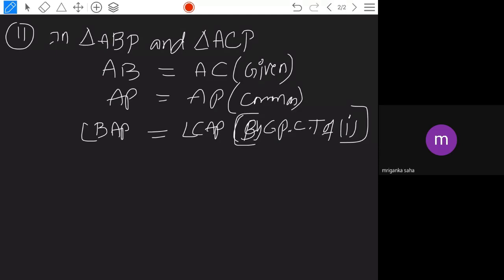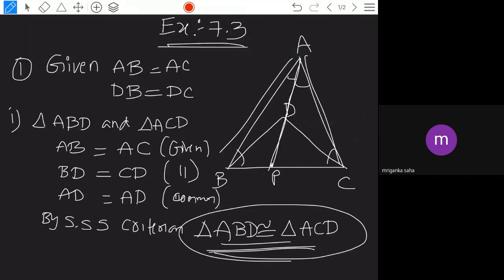Because we have proved already these two triangles are congruent. Which two triangles? ABD and ACD triangles. We have proved them on the previous page. Here it is shown already, ABD and ACD as congruent. Then from that CPCT you can say that BAD is equal to angle CAD, and you can say BAP is equal to CAP also. Both are the same only.